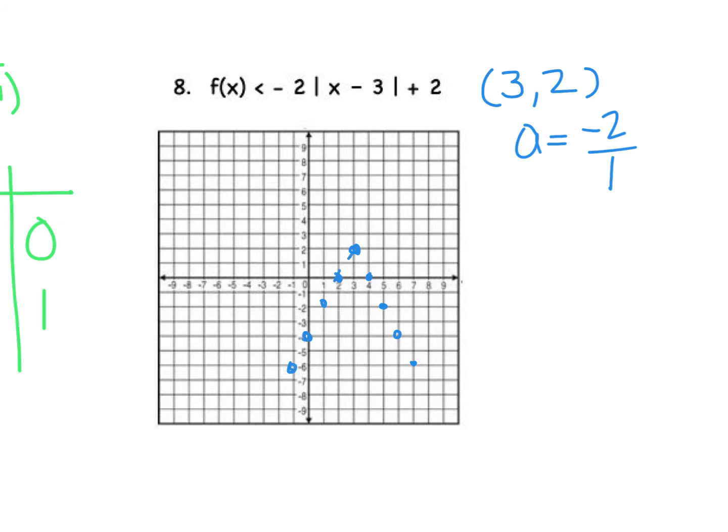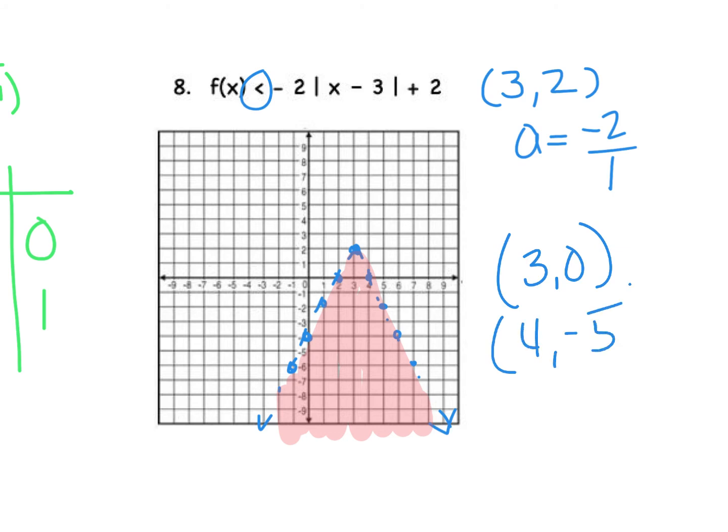I will have a dotted line, or dotted V, and y is less than, so the shaded region is underneath. And my 3 possible points, (3, 0), (4, -5), would be right here. 3 zeros here, and I'm going to pick this one here, and the shaded region would be (1, -8). Now nothing on the dotted rays would be solutions.